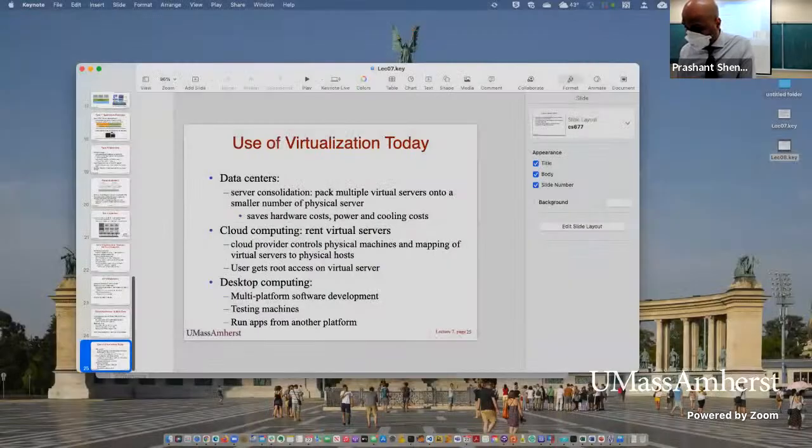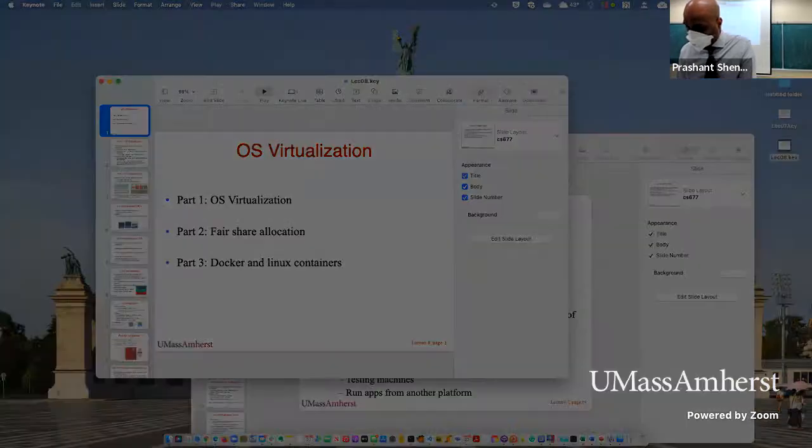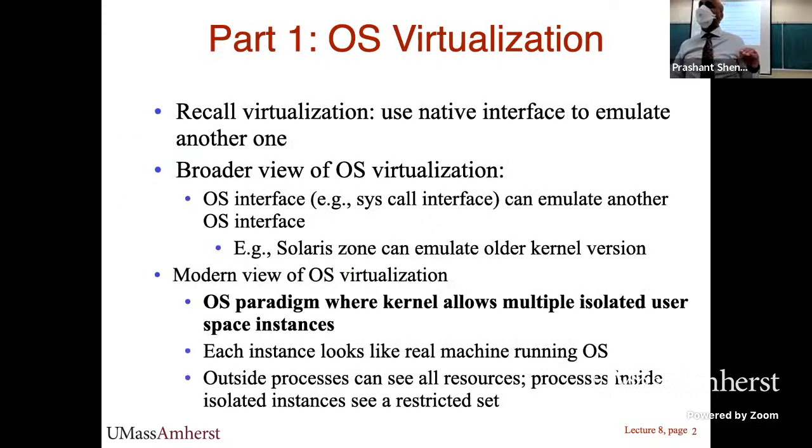Okay, so let's talk a little bit about OS virtualization and then I'm going to stop. Most of this we'll of course cover tomorrow, next class, but I'll start talking about what OS virtualization is. What I talked about today was virtualizing the hardware. We emulated a machine and then ran an OS on top of that machine inside a virtual machine. OS virtualization is virtualization at the next layer up.